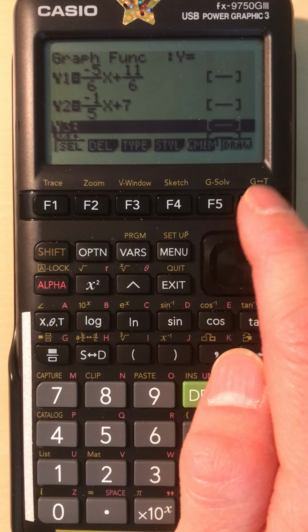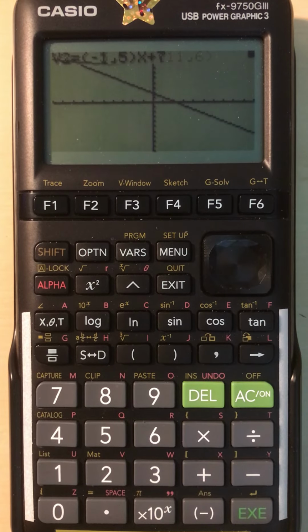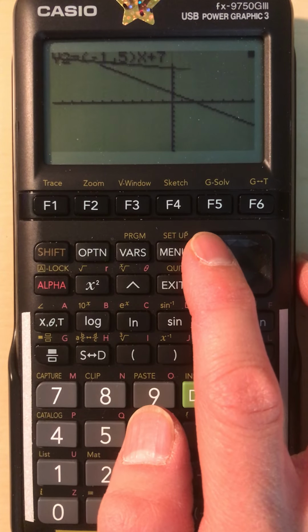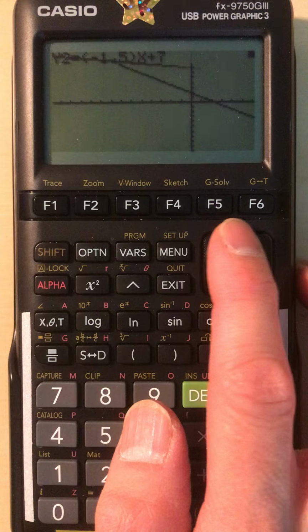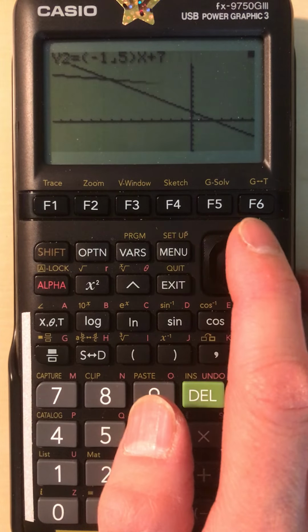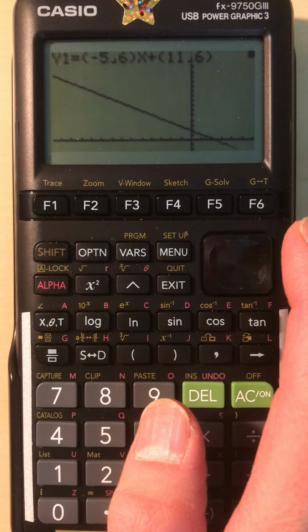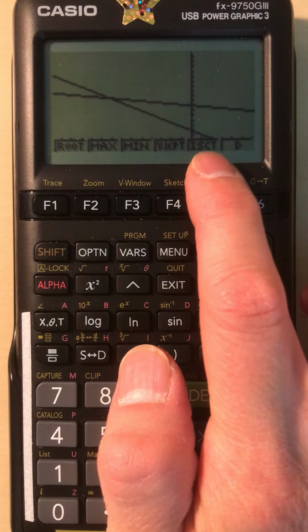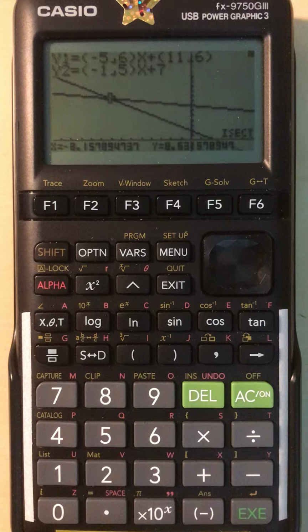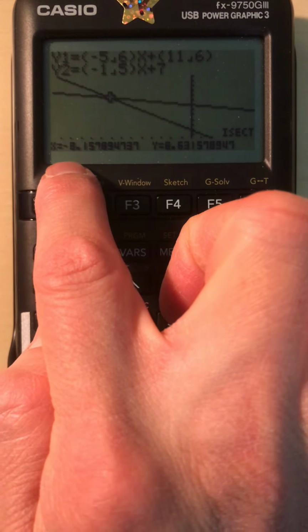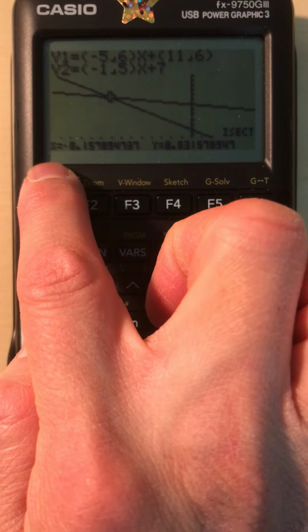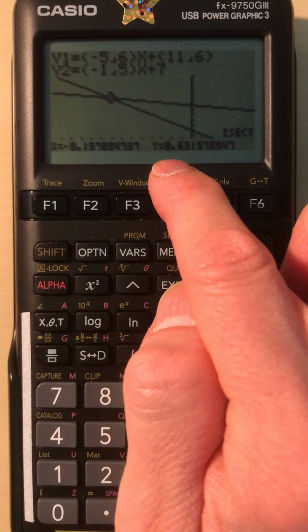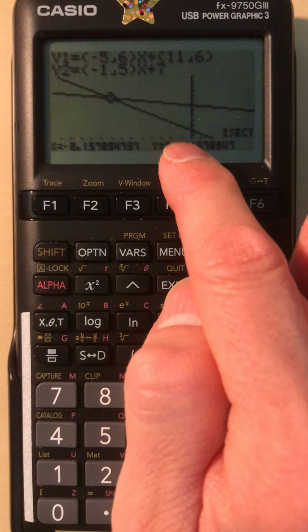Okay, let's go ahead and graph it. Okay, our intersection point's over there, so I'm going to move over a little bit so I can see it better. Okay, let's use our arrow keys. Okay, there it is. G-Solve, F5, ISCT, F5, and I get this decimal. So when we round it to the nearest hundredth, negative 8.16 is the x value, and 8.63 is our y value.